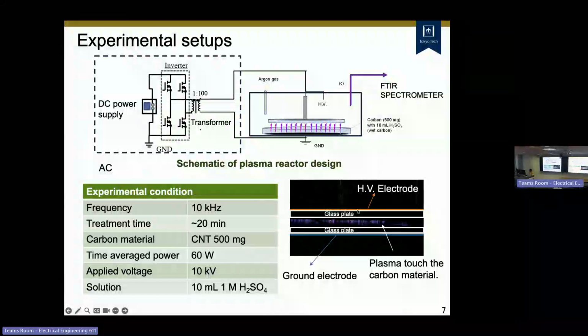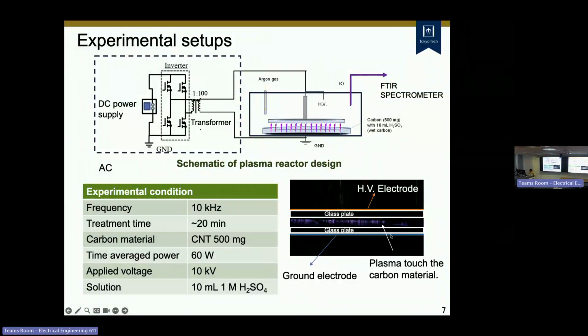Just like this figure, and there is no video. So in this case, the plasma could touch the carbon material directly. Then it will maximize the efficiency of active species transfer to the carbon material. So we think in this reactor, we could generate a higher functional group density on the carbon material.